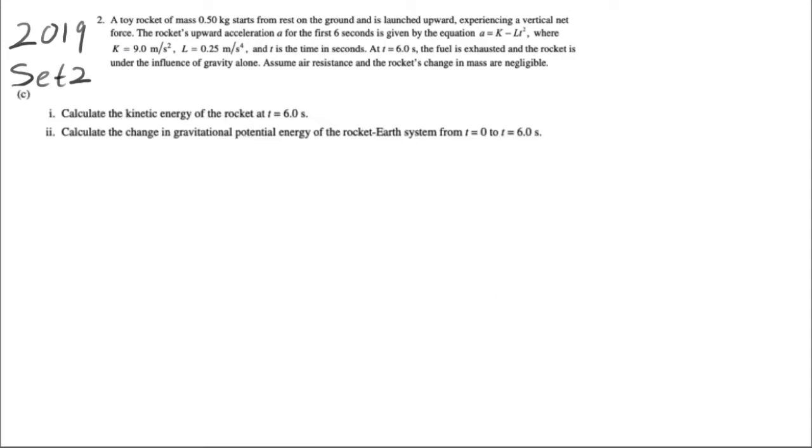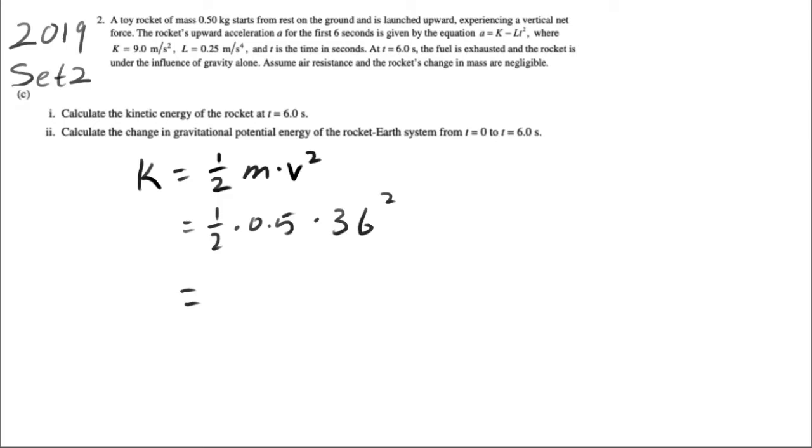Alright, part C, 2 parts. Part I, calculate the kinetic energy of the rocket at t equals 6 seconds. So we're just calculating kinetic energy, so I'm just going to use the general equation to find kinetic energy at a point. The kinetic energy equation on your equation sheet is 1/2 mv squared. We know the mass from the problem, 0.5 kilograms, and we need velocity at t equals 6. And good thing for us, we saw that in part B, so we get 1/2 times 0.5 times 36 squared to get that the kinetic energy of the rocket at t equals 6 seconds equals 324 joules, because joules is the unit for energy.